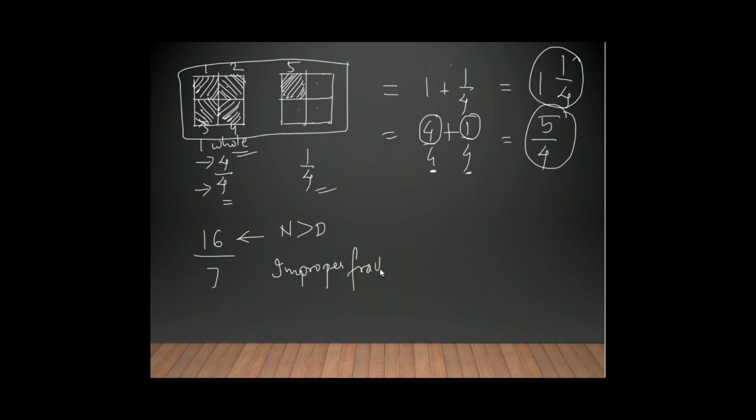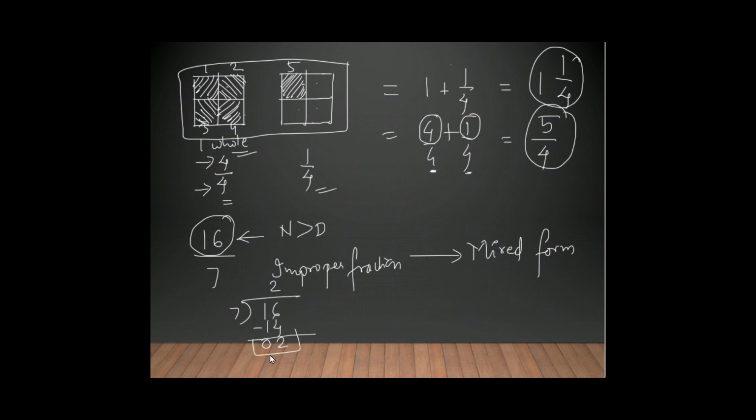Now this improper fraction, if I want to convert it into a mixed form, I will see in these 16 parts, how many wholes do I have? I can do it in two ways. I can directly divide 16 by 7. So I'll get 7 times 2 as 14, and 16 minus 14 is nothing but 2 remainder.